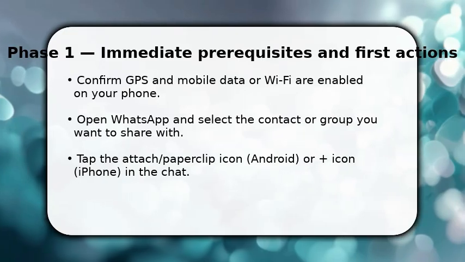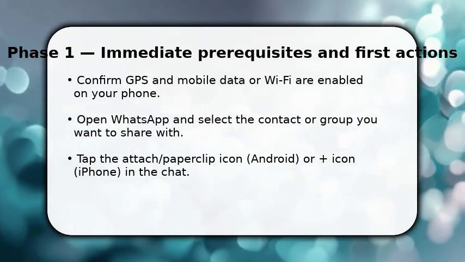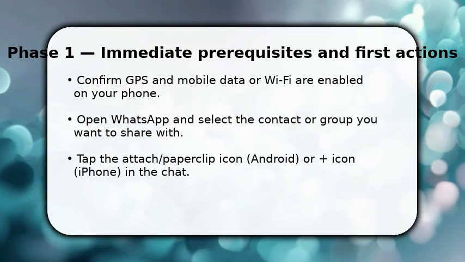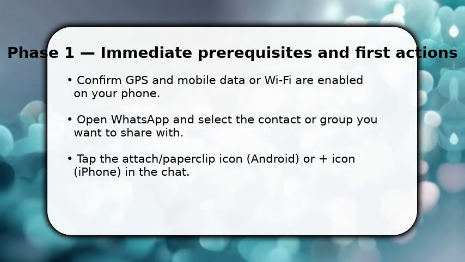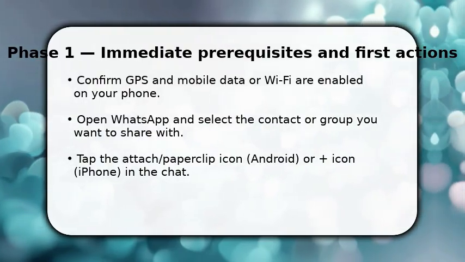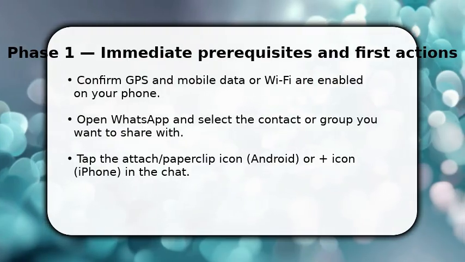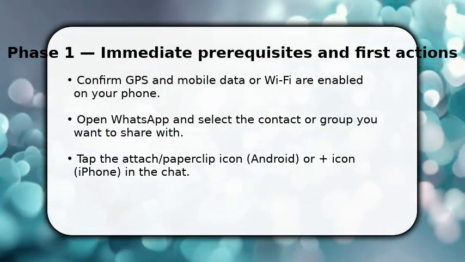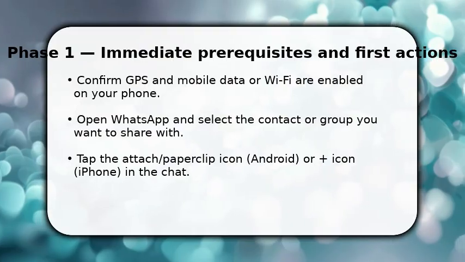Enjoy the video. You start by making sure your phone can get a location. Enable GPS and mobile data or Wi-Fi so coordinates are accurate. Next, open WhatsApp and choose the contact or group where you'll share. Tap the attach icon on Android or the plus icon on iPhone.